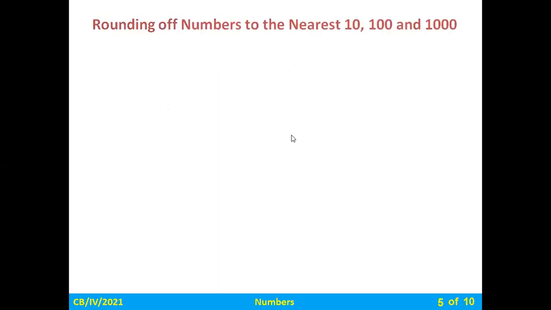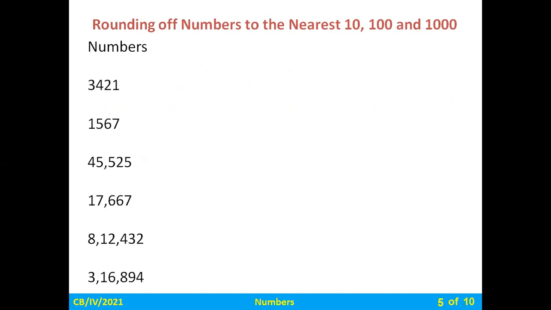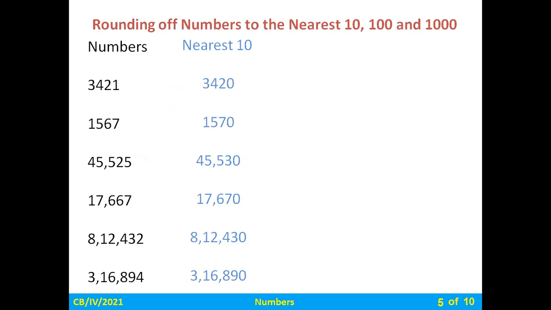Now let's see all the numbers we have learned as well as a few more examples. We'll convert them all into nearest tens and hundreds and thousands. In this you can see that nearest tens, 3421.